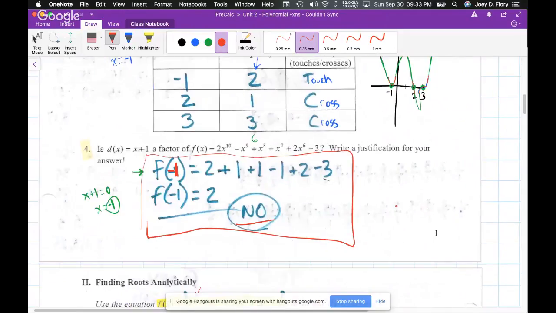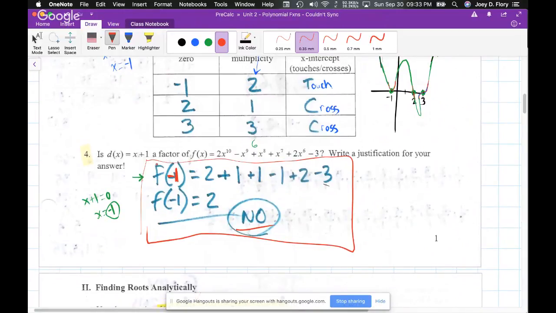Number 4. If you're asked if a linear binomial is a factor of a big old polynomial, again, that goes back to section 2D, where you've got options. You could do long division. If your remainder is 0, it is a factor. You could do synthetic division. If your remainder is 0, it would also be a factor.